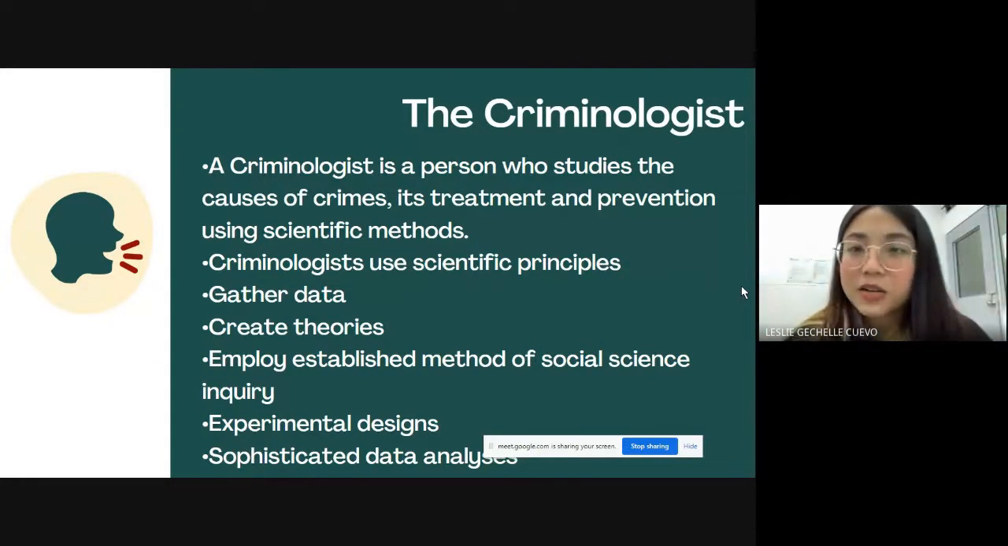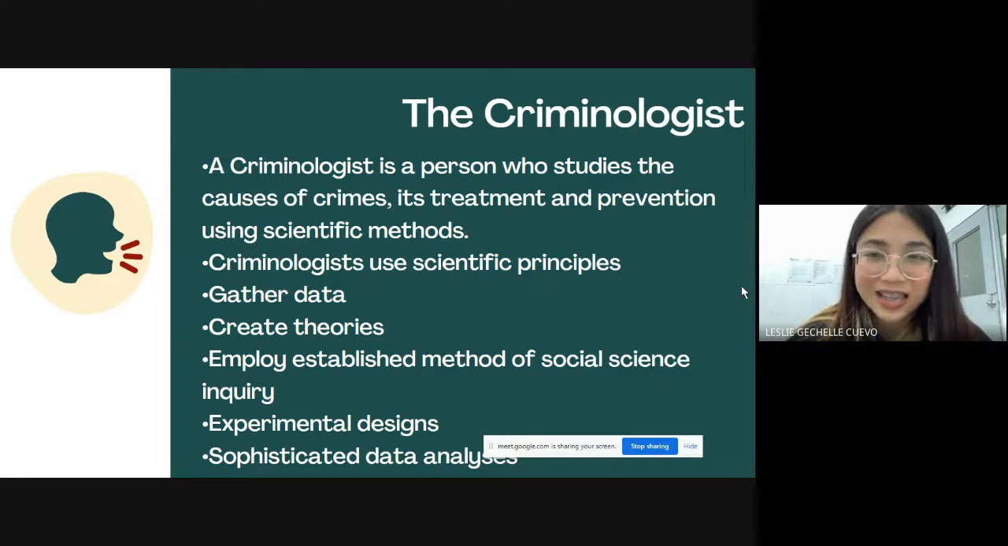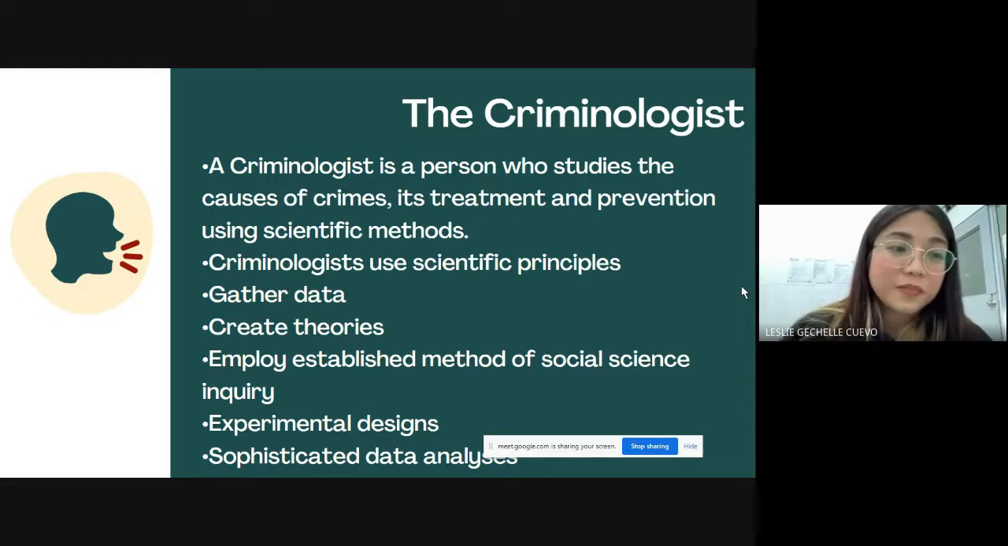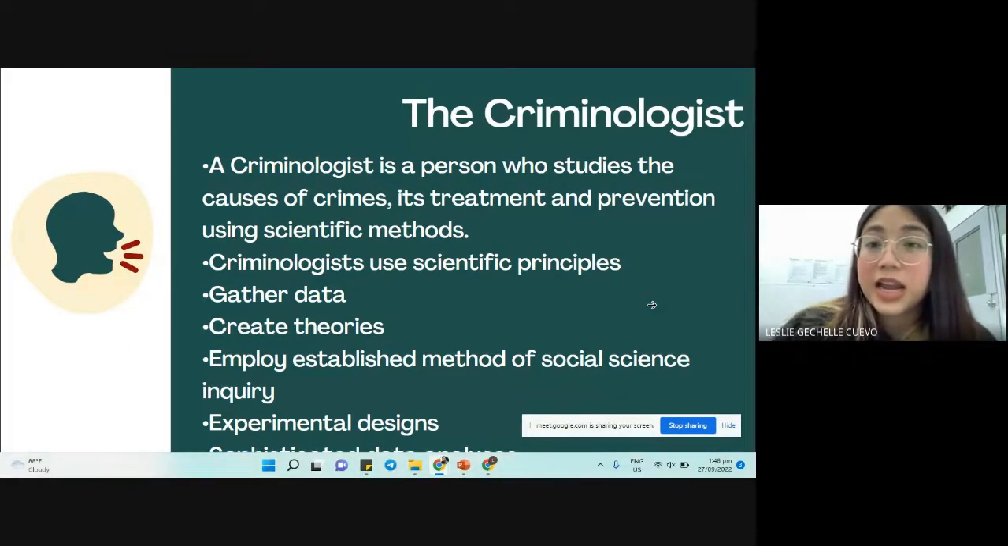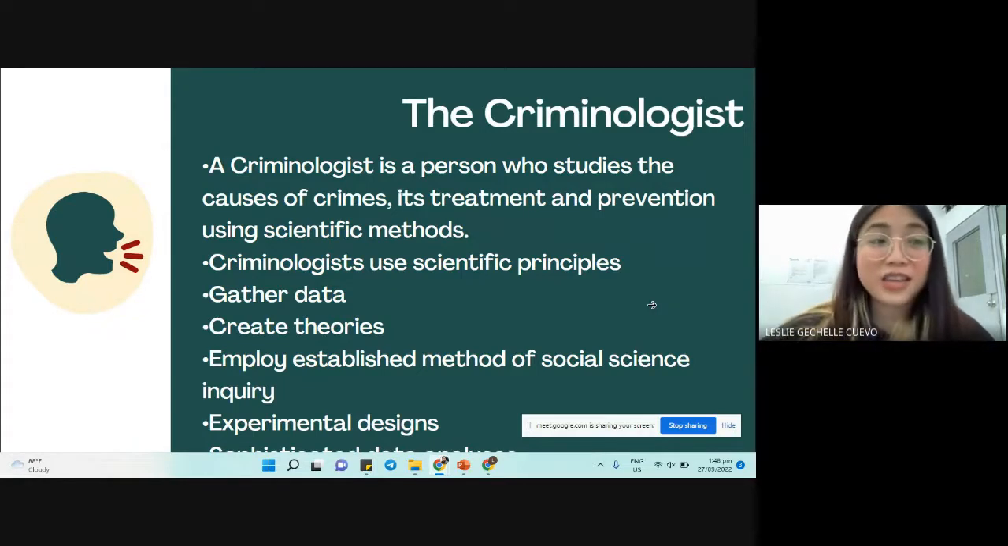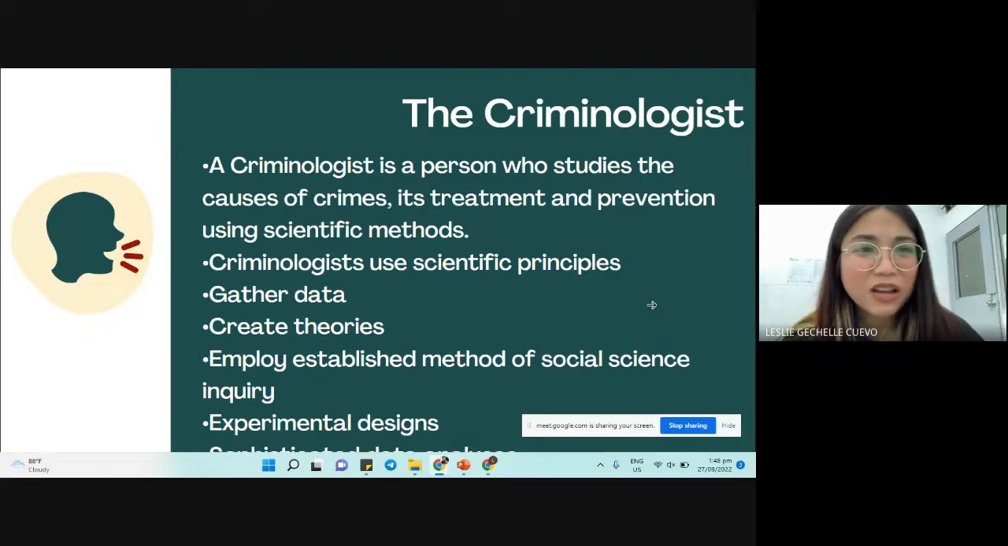Using scientific methods. So criminologists use scientific principles. They gather data. They create theories. They employ established methods of social inquiry. They conduct experimental designs and then sophisticated data analysis. Kaya, ang trabaho talaga ng isang criminologist, researcher. Kasi nga, di ba, nag-i-study siya ng crimes, criminals, and criminal behavior. And how do you do that? Through research. Kaya nga, ayan no, gather data, create theories. Yan yung mga criminologist. Yung legit. Dito kasi sa Pilipinas, pag katulad namin, di ba, registered criminologist. Pero, ang trabaho, yung iba, pulis. O karamihan, pulis. Di ba?